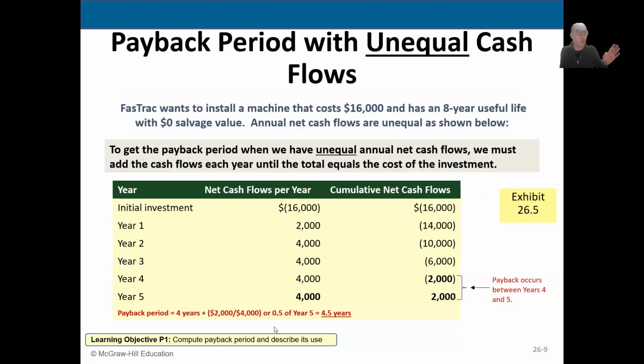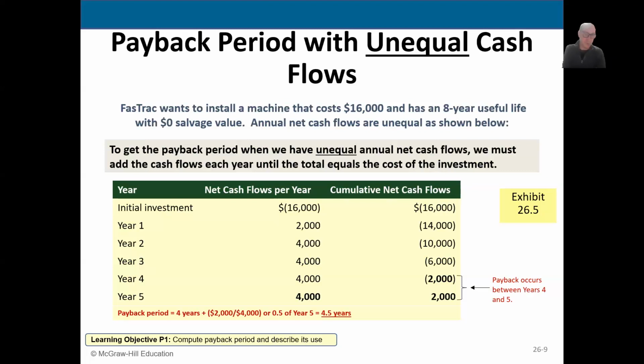Now, what happens when the business does not have equal cash flows every year? In most businesses, the cash flow fluctuates from year to year. It's normal. That's the way it's supposed to work. Your net cash flows are usually not going to be the same every year, unless you're working on one contract and that's it.